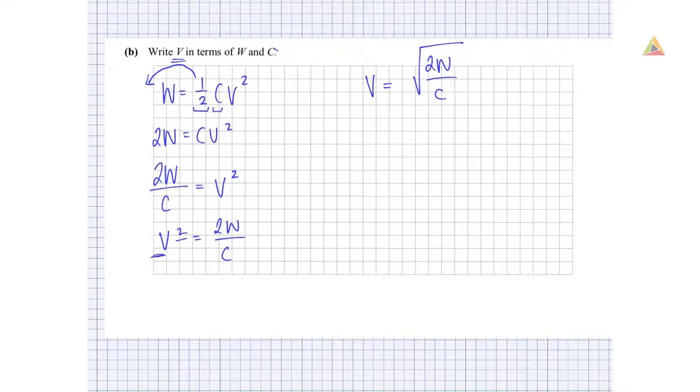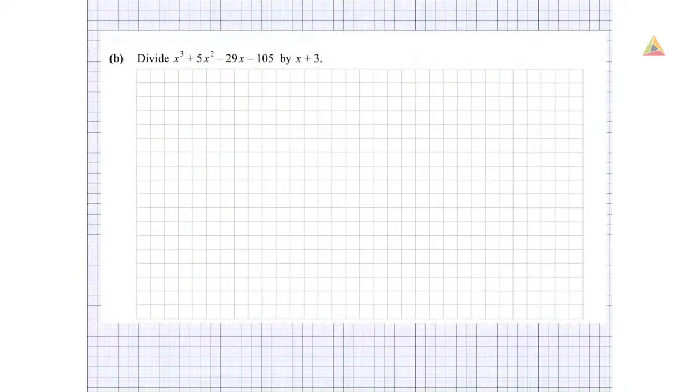So I'm going to move on to another exam question now on the next slide. So this is a long division question. Divide x cubed plus 5x squared minus 29x minus 105 by x plus 3. So we're going to write it out properly: x plus 3 into x cubed plus 5x squared minus 29x minus 105.